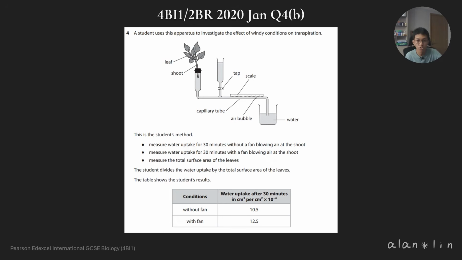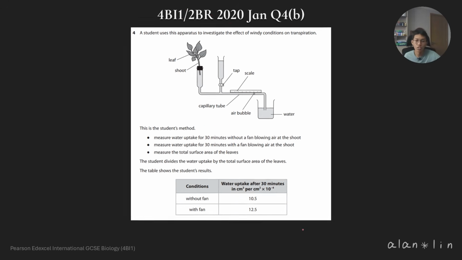So let's jump straight ahead into an example question from 2020, paper 2BR, and question 4, part B. And right away, we're going to study the information given very closely. So it's a potometer question. He's using it to investigate the effect of wind on transpiration. He's going to measure the water uptake for 30 minutes without a fan and then with the fan, and he's going to divide the water uptake by the total surface area of the leaves, and here's the given data.